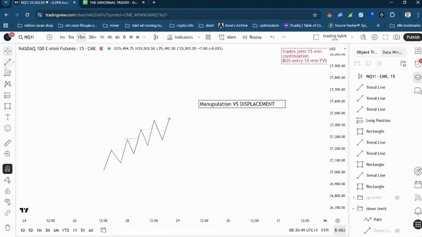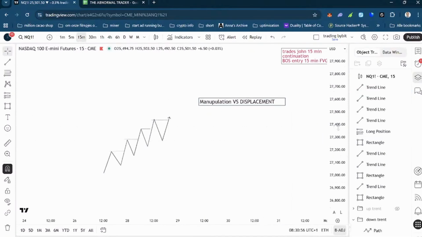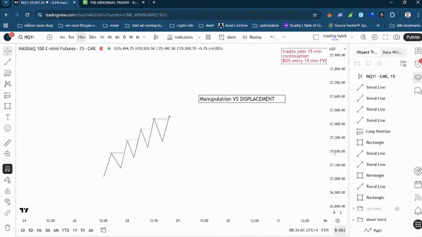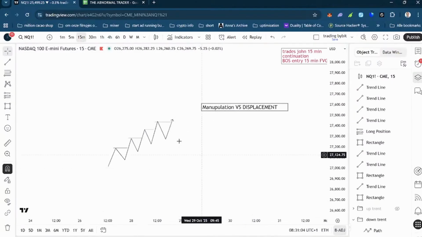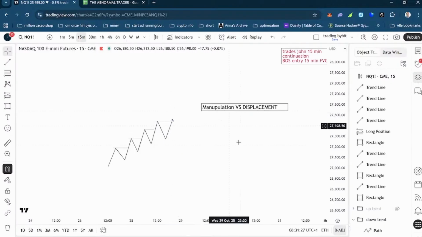Again here, and then here we see that we get a lack of displacement. So we actually stopped moving above it, and we only had a small movement above it. So this is actually a manipulative move, and you have to see this manipulation as people getting trapped right here before the market actually starts shifting back to the other side. And when this happens, you have to know that the market is tending to shift sides.